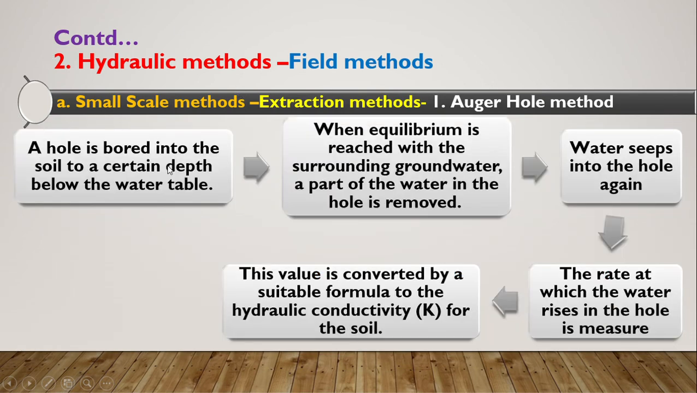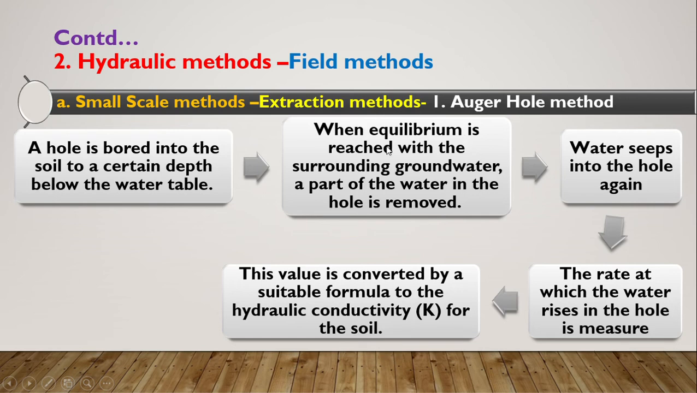A hole is bored into the soil to a certain depth below the water table. When we dig a hole below the water table, what will happen? Water will come from the soil. It is just like digging a well. So when a hole is dug below the water table, water will come from the soil. That is the condition. So water will come out of this hole.